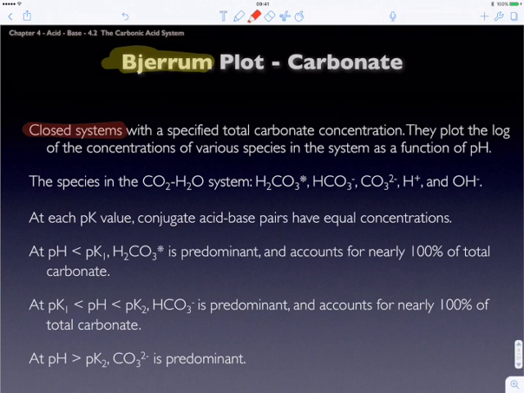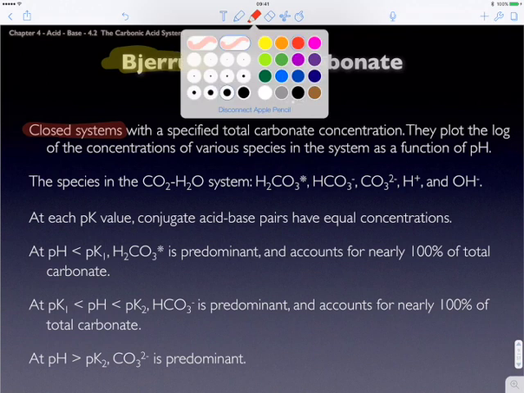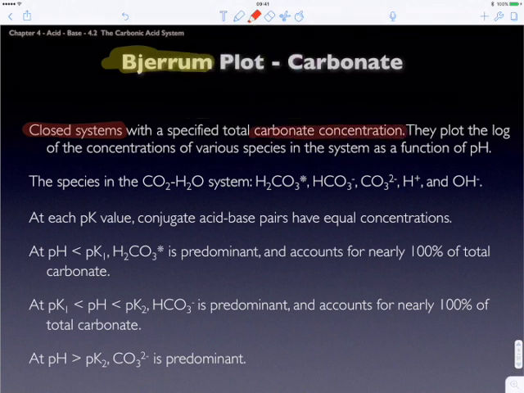So in this case, that means you don't have exchange between the atmosphere and your body of water. You have a body of water that is sealed, separated from the atmosphere. That means you have a certain amount of DIC inside. This is your constant. The total carbonate concentration is fixed. This is very important here. You want to write it a different way. The DIC is constant, is known.